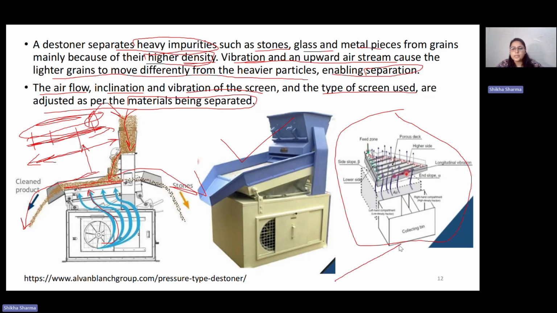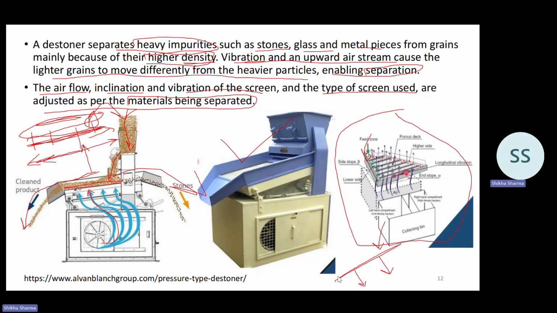It is an inclined sieve kind of thing. Inclined sieves will be there. So here the feed is there. Suppose here the feeding zone is there. Based on the slope, the vibrations and the particle size, different particle sizes will be collected at different locations like this.